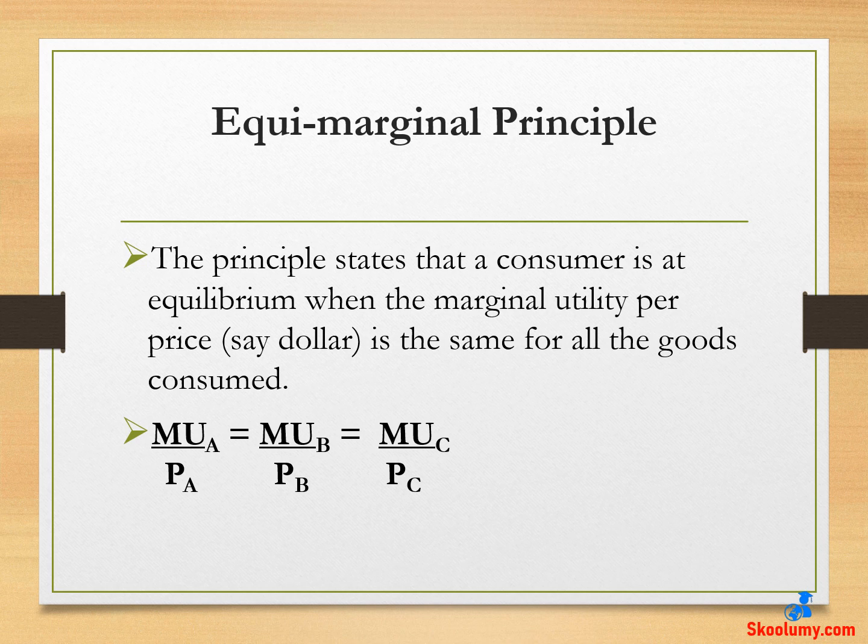The satisfaction from every extra or additional unit consumed is known as marginal utility. Assuming the consumer buys 3 goods, A, B, and C, the formula for equimarginal principle is stated as marginal utility of A divided by the price of A is equal to marginal utility of B divided by the price of B is equal to marginal utility of C divided by the price of C. This is based on the assumption that the consumer consumes 3 goods. It could be 2 or any other number of goods.